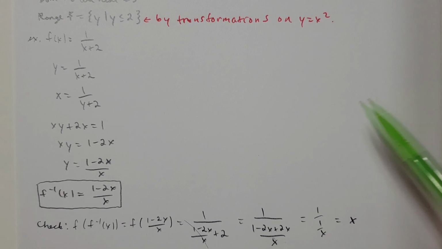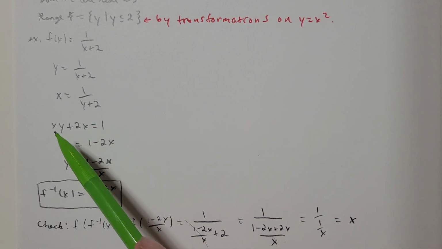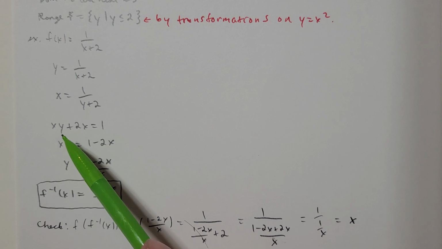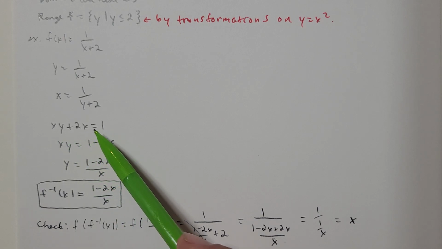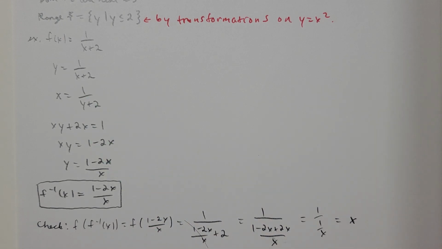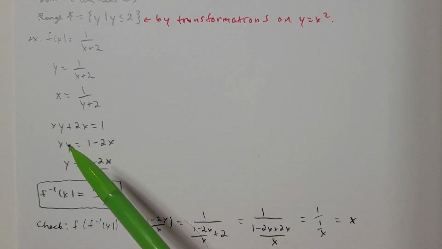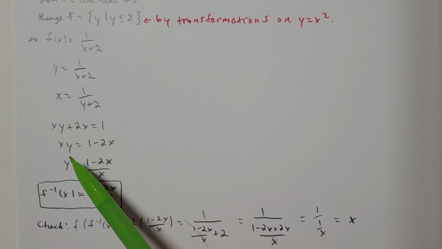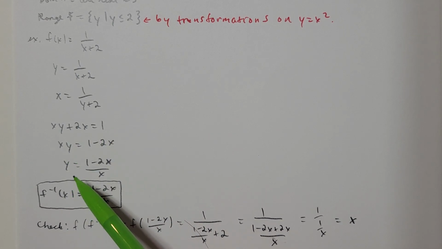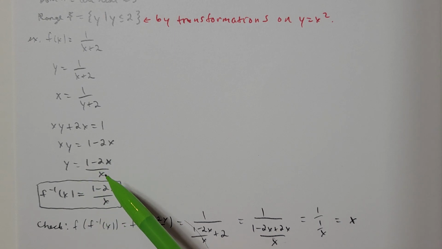If we multiply both sides of this equation by y plus 2, x times y plus 2 is the same thing as x times y plus 2 times x. That would be equal to 1 on the right. We're solving for y, so let's subtract 2x from both sides, and then divide by x. So y is equal to 1 minus 2x all over x.